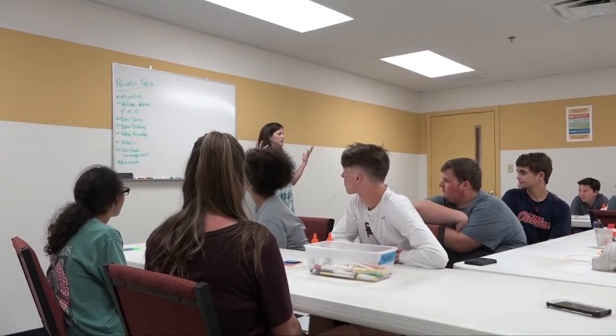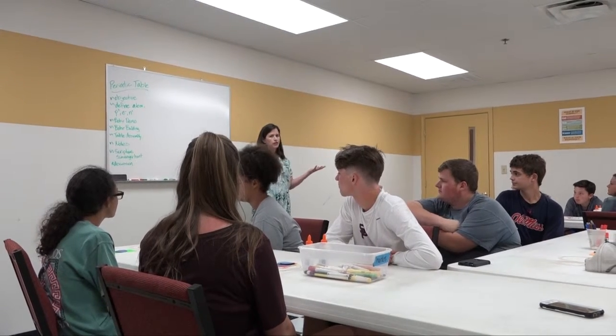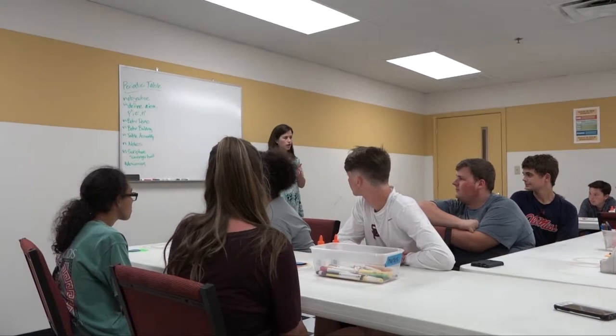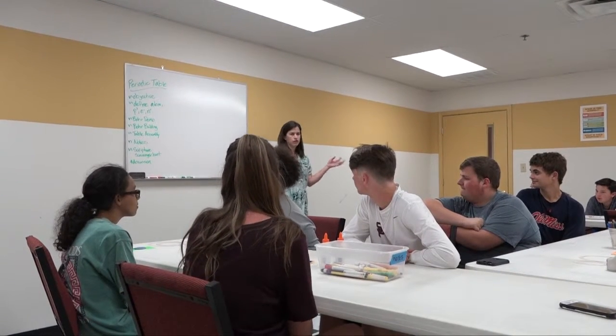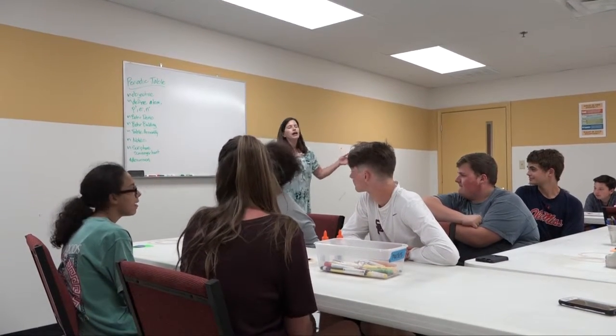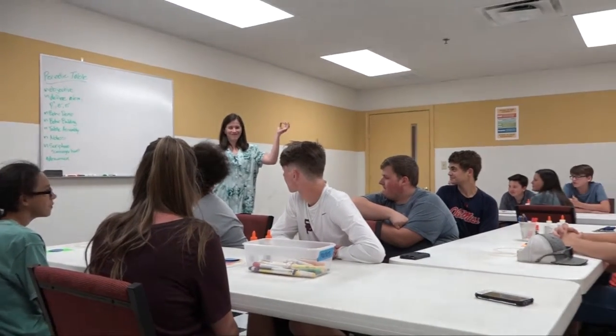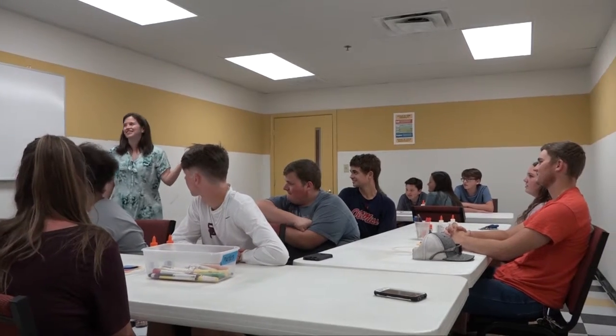So an element is a pure substance that can't be broken down into anything else. Elements are made of subunits called, anybody know? What's the smallest piece of an element? An atom. Great. And then atoms are made of three different parts. What are they? Protons, neutrons, and electrons. Good.